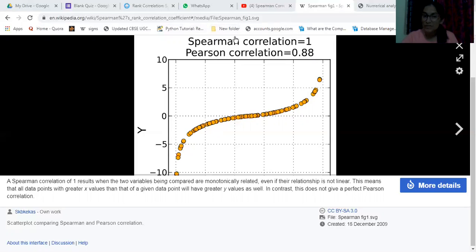So Spearman's correlation method gives us a good measure of correlation even when the relationship is nonlinear, which is not the case in Pearson's method. Pearson's method does not measure the correlation between x and y if they are correlated non-linearly. It does give you a value, but that's not a very accurate value. That's not a good representation of the correlation.